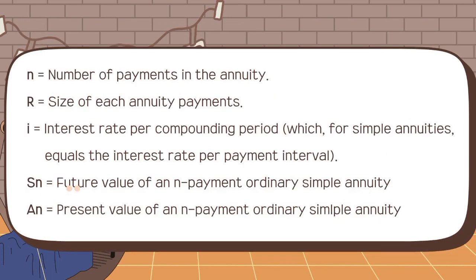Now, these are the following variables that we will use as mathematical treatment of ordinary simple annuity. We have n is equal to the number of payments in the annuity. R is equal to the size of each annuity payment, and i is equal to the interest rate per compounding period, which for simple annuities equals the interest rate per payment interval. And S sub n is our future value of an n-payment ordinary simple annuity, and A sub n is our present value of an n-payment ordinary simple annuity.